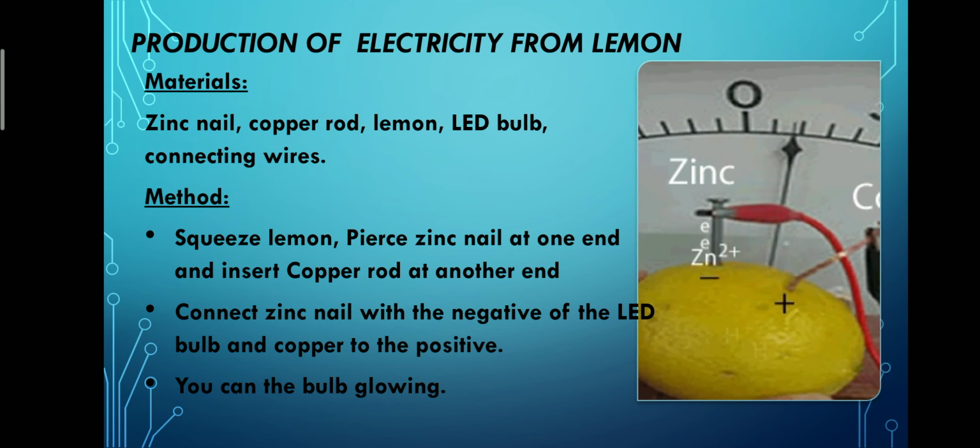Connect the zinc nail to the negative terminal of the bulb and the copper to the positive one, and you can see the LED bulb glows. If you don't have an LED also, you can connect it to the ammeter, so that even a very small change in the current you can measure using the ammeter device.